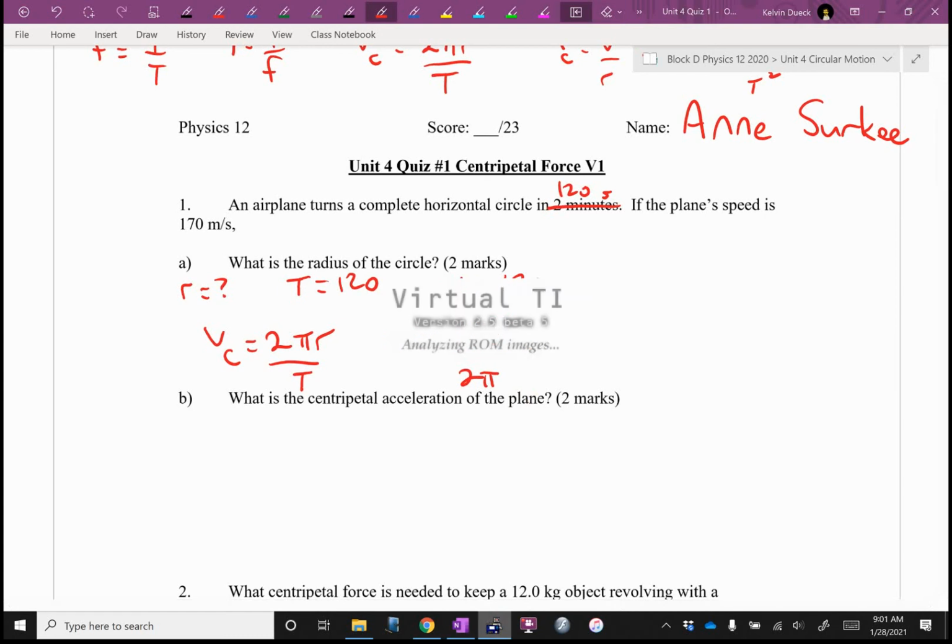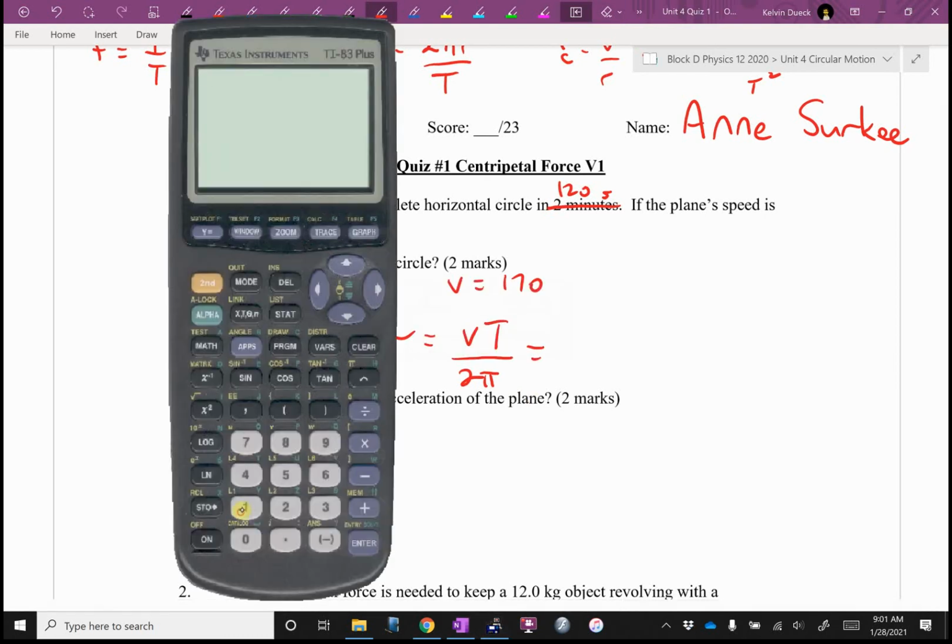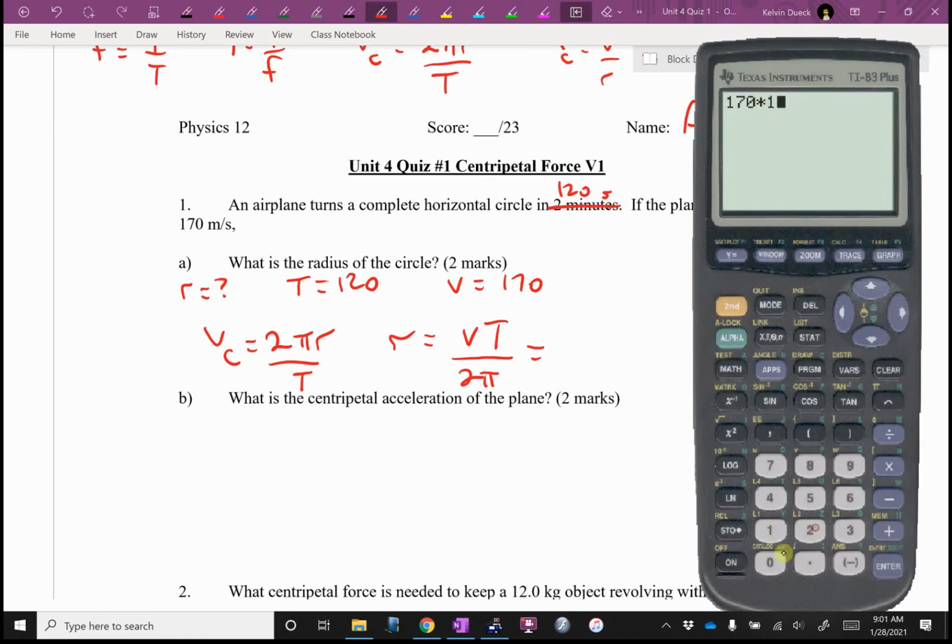So if I plug in the numbers, it's going to be 170 times 120 divided by bracket 2 pi. Make sure you know where your pi button is. And I got a pretty big answer. I was talking about this yesterday, and I said, that's 3.2 kilometers. But I said, wait a minute, it's an airplane. It's going fairly fast, 170 meters per second. You can multiply it by 3.6. It's several hundred kilometers per hour.